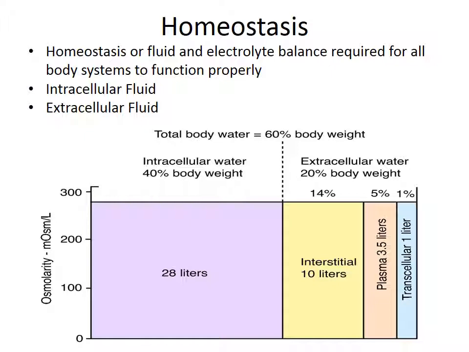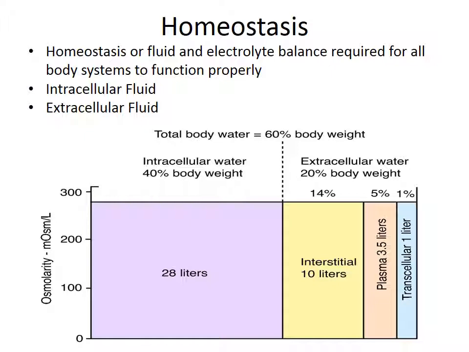The body systems consist of intracellular fluid and extracellular fluid. Intracellular fluid is found within the cell. Extracellular fluid is found outside of the cell. Total body water equals 60% of a patient's body weight. Intracellular water makes up 40% of body weight, and extracellular water makes up 20% of body weight.